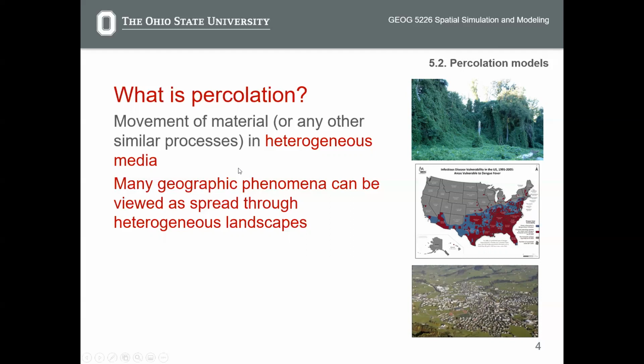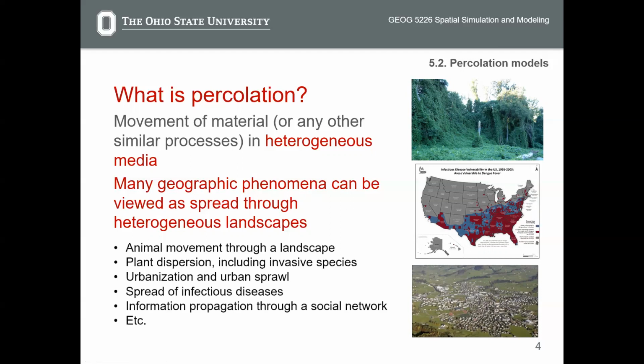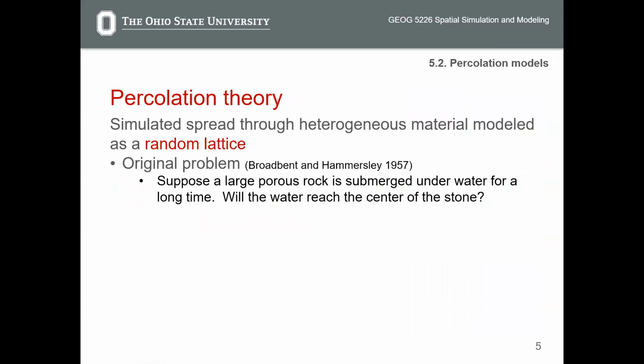Okay, so many geographic phenomena can be viewed as spread through heterogeneous landscapes. For example, animal movement through a landscape, right? Urbanization, I mentioned this before, right? And the expansion of urban area, spread of infectious diseases, they can all be considered the spreading of a phenomenon through heterogeneous media. Okay, so that is percolation.